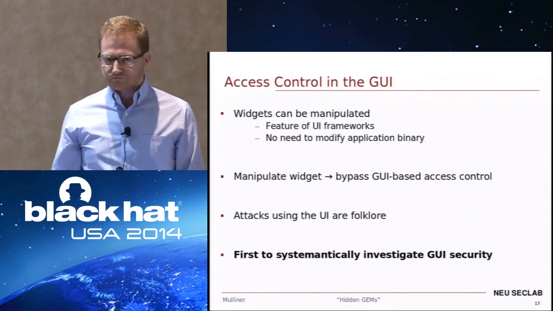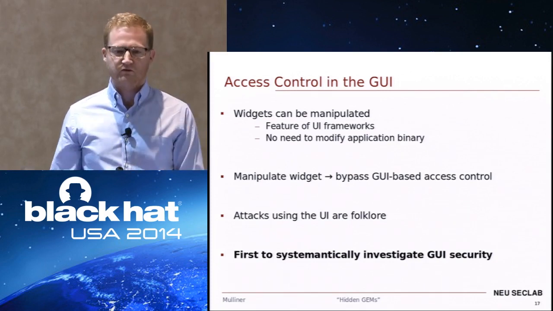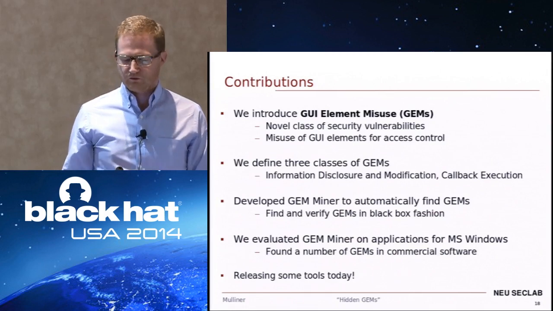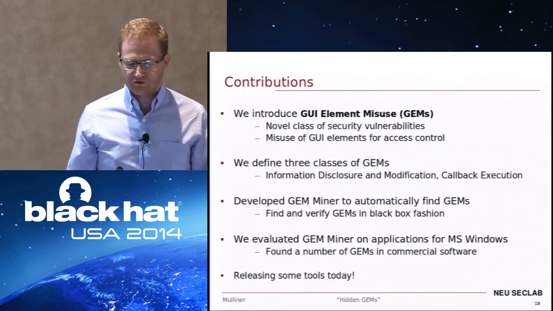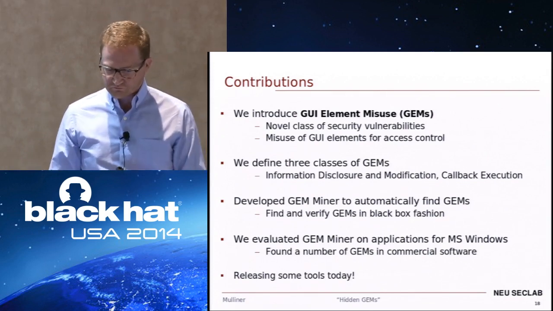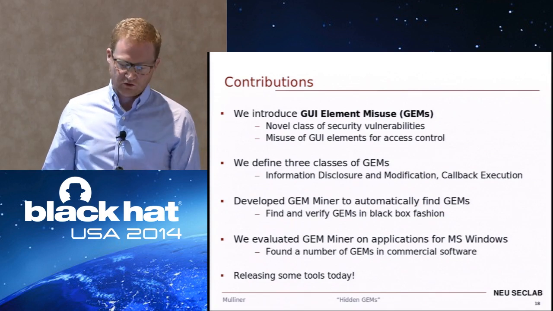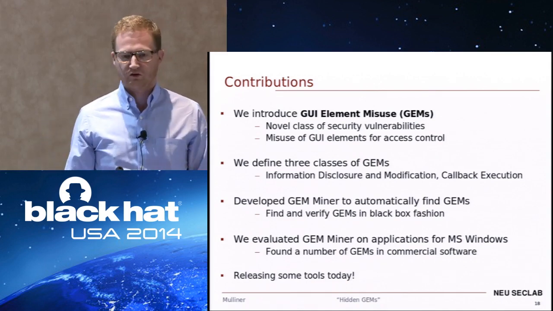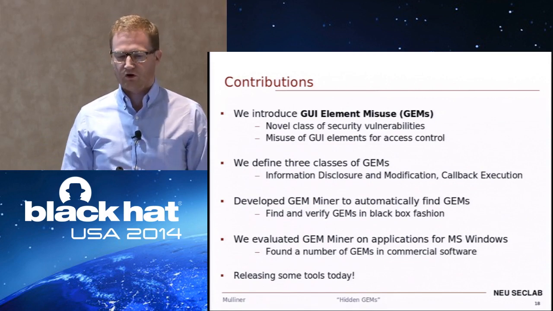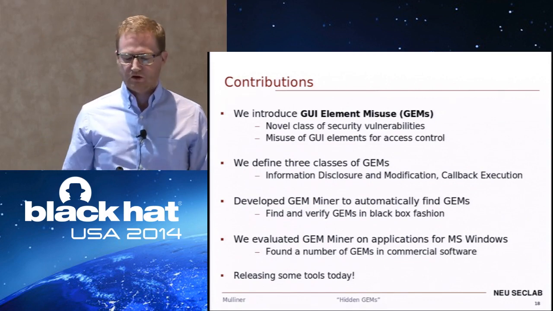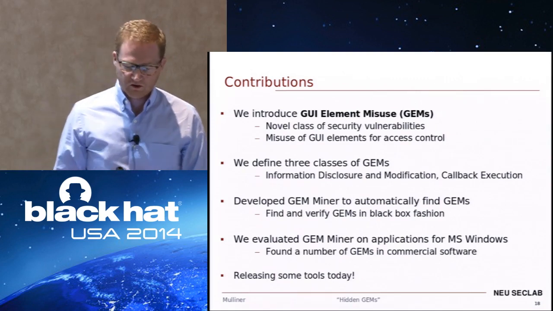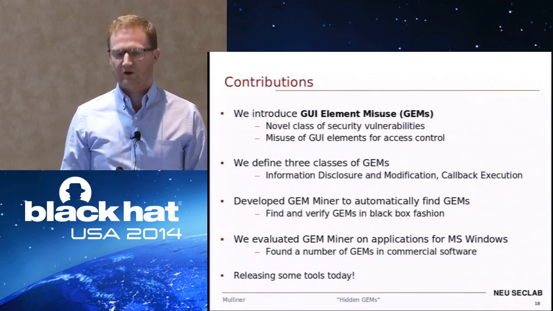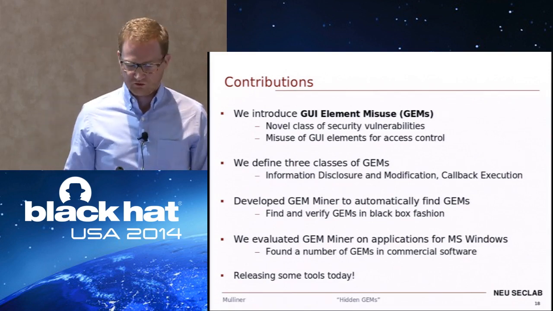And we sat down to systematically investigate what kind of problems UIs have. So our basic research contributions are that we introduced this vulnerability class, which we call GEMs. We've discovered 3 different classes: basic information disclosure, unauthorized information modification, and callback execution. We developed a tool and analysis technique we call GEM Miner. Then we tested a bunch of applications, found a bunch of bugs in commercial software, and we're releasing some small tools, including source code, today.